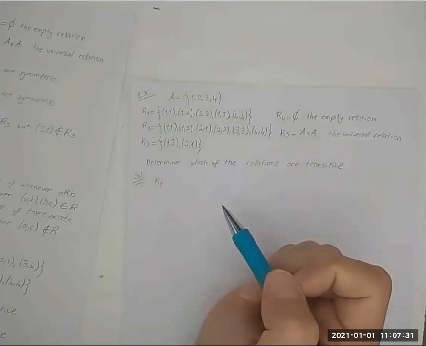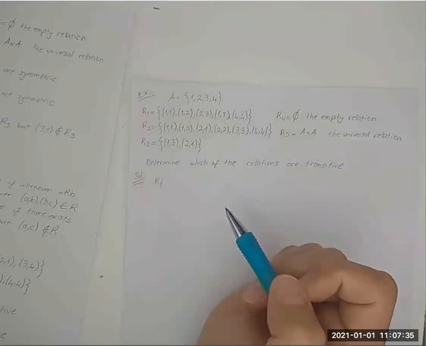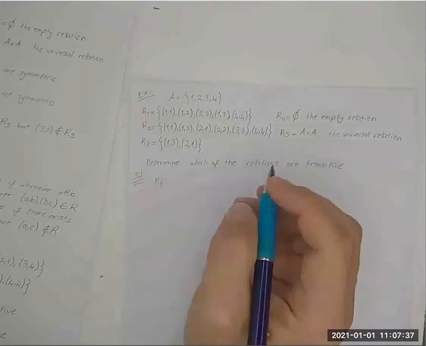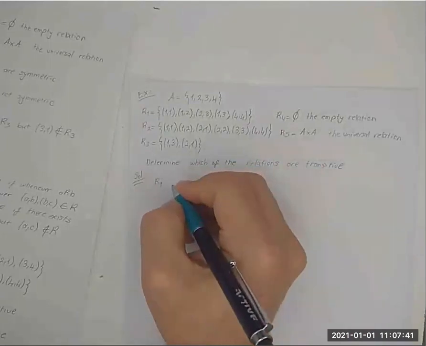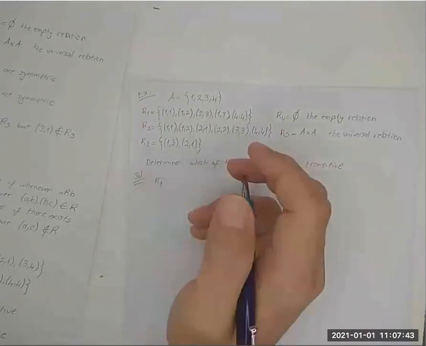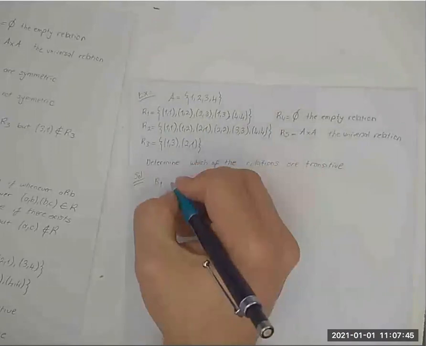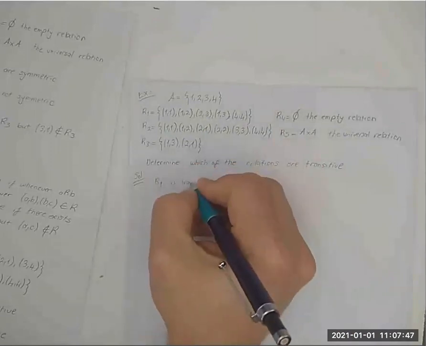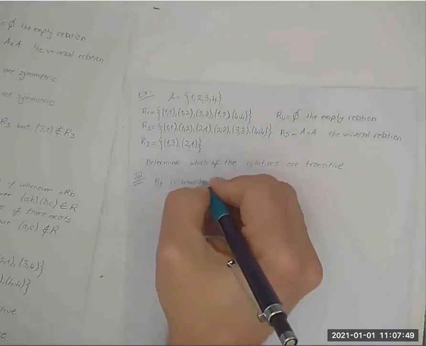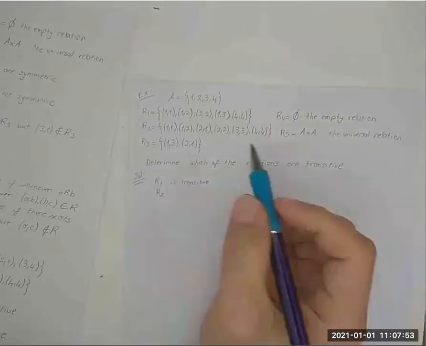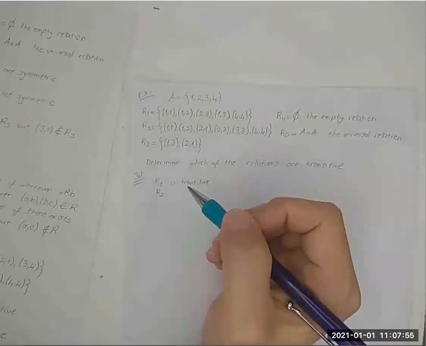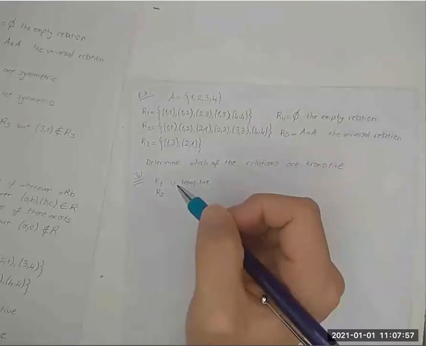And solution for R1. Okay, let's look at R1: (1,1), this is the reflexive, and (1,2). Do I have here (2,3), (1,3)? So R1 is, what? R1 is transitive, right?